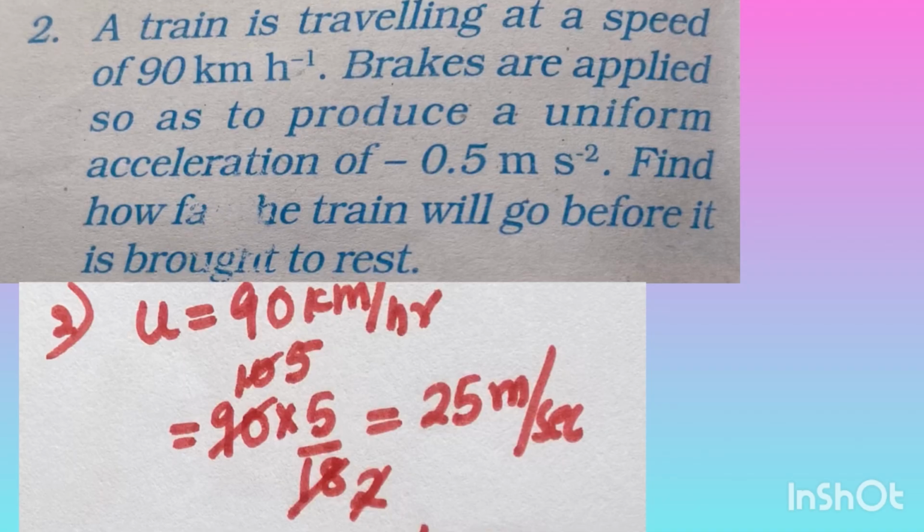In this case they have given negative sign, but in many questions they will not give you negative sign. That you have to put yourself, because brake is applied so velocity is decreasing. So it's understood you have to take acceleration with negative sign. Now in this case you need to find how far the train will go before it is brought to rest. So how far train will go means you need to find distance s before it is brought to rest, means final velocity is 0 because it is brought to rest.